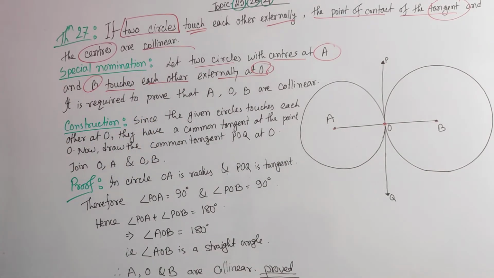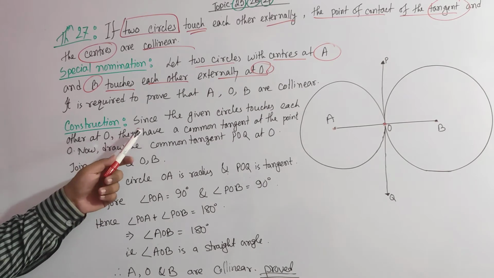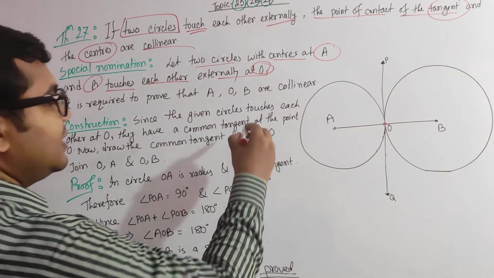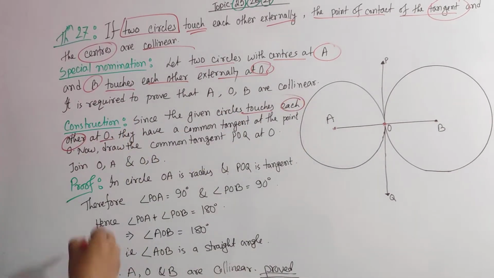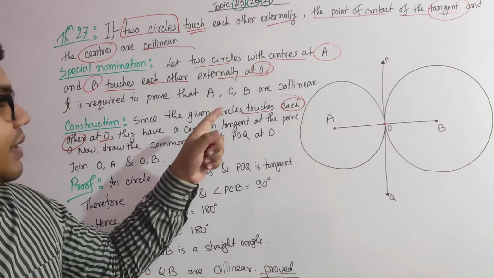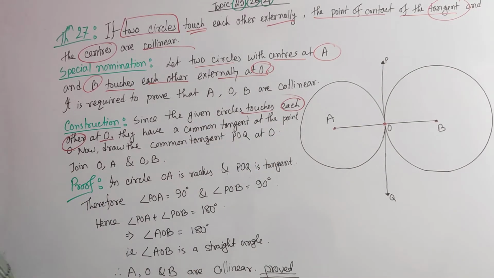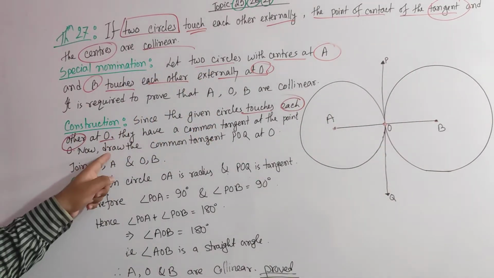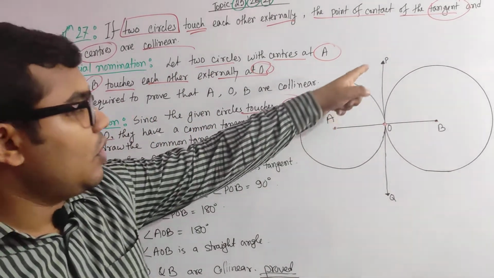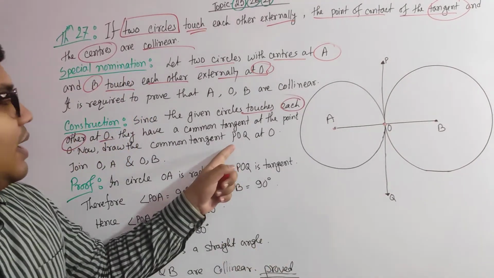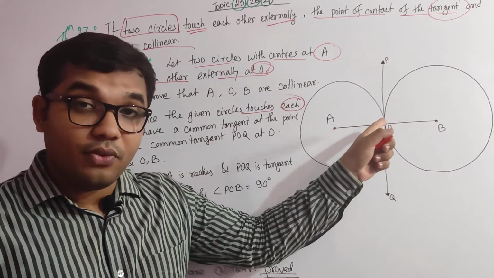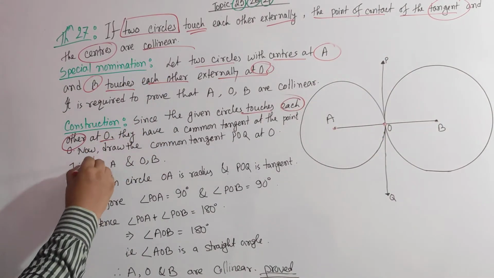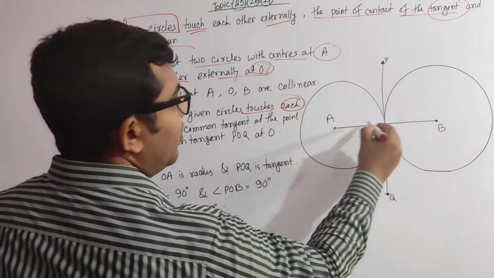Now our construction part says, since the given circles touch each other at point O, they have a common tangent at the point O. So draw the common tangent POQ at O. And here join OA and OB.